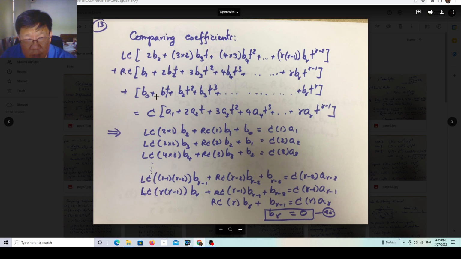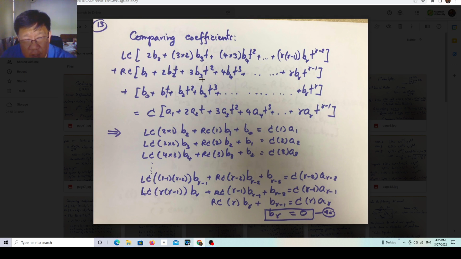And then the third one is plus B sub 1. And the right hand side is 2 times C times a sub 2. Okay, you start to see the trend. So it's very easy for the t square term. You get 4 times 3, b sub 4. This one is 2 times 1, 3 times 2, this one 4 times 3, b sub 4.